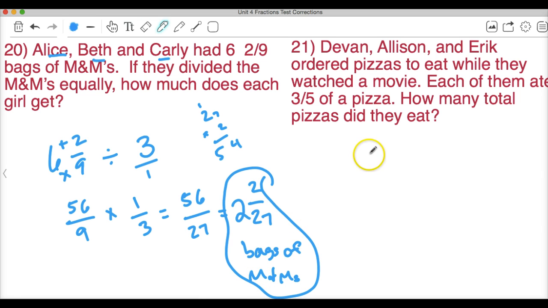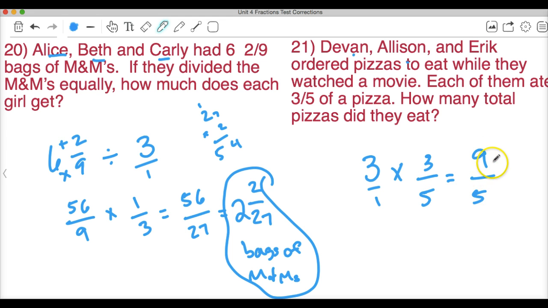All right, next one. Devin, Allison, and Eric ordered pizzas to eat while they watched a movie. Each of them ate 3/5 of a pizza. How many total pizzas did they eat? So for this one, we're given a part and a part, and we have to find out what the total is. So that's multiplication. And I know we have Devin, Allison, and Eric, so that's 3 people, each eating 3/5 of a pizza. So I'm going to go ahead and put a 1 as a denominator because we can, that's our understood denominator. 3 times 3 is 9. 5 times 1 is 5.